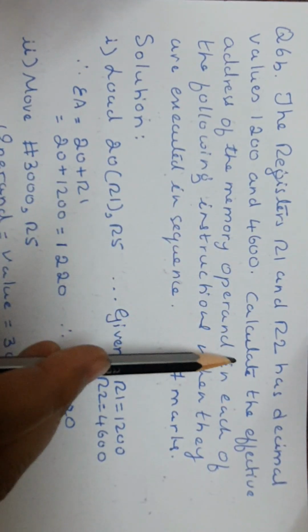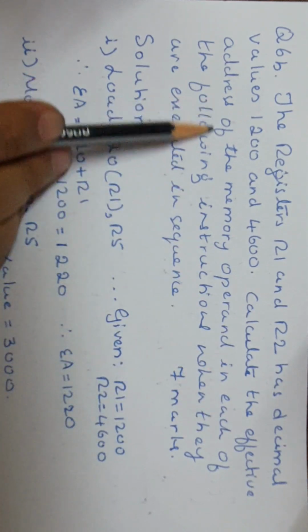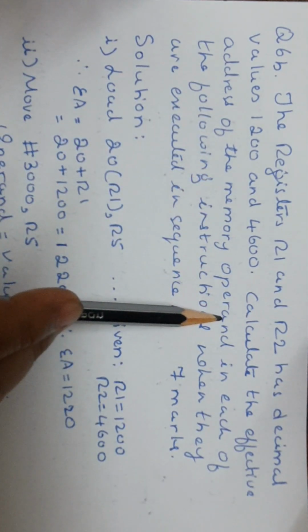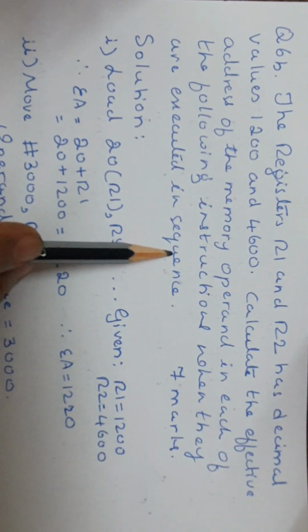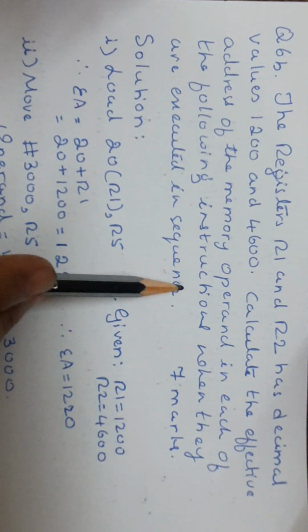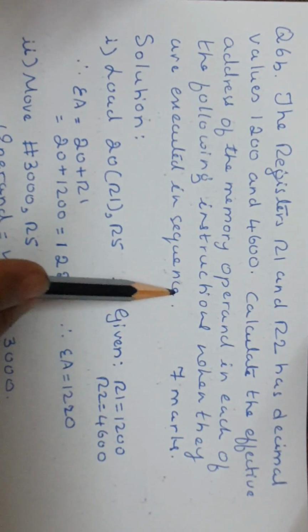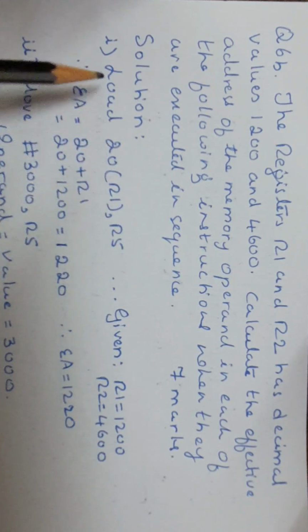So what we have to do? We have to calculate the effective address of the memory operand when the following instructions are executed sequentially. Means we should go on solving the question. We should go on considering the given instructions one by one sequentially, means one after the other.